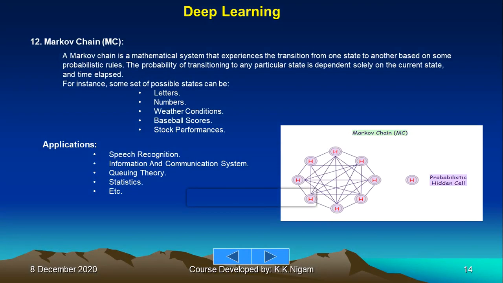Markov chain, MC. A Markov chain is a mathematical system that experiences the transition from one state to another state based on some probabilistic rules. The probability of transitioning to any particular state is dependent solely on the current state and time elapsed. For instance, some set of possible states can be letters, numbers, weather conditions, baseball scores, stock performances. Applications: speech recognition, information and communication systems, queuing theory, statistics, etc.